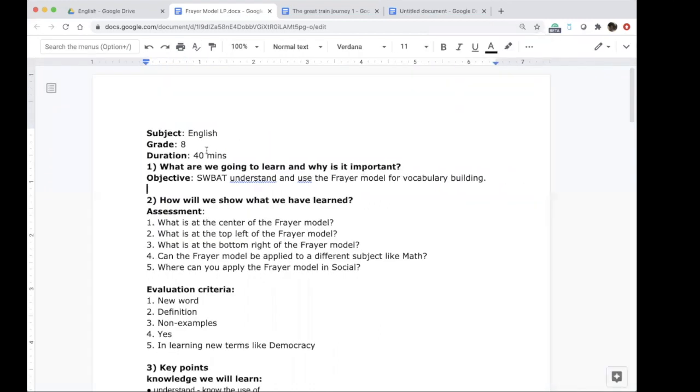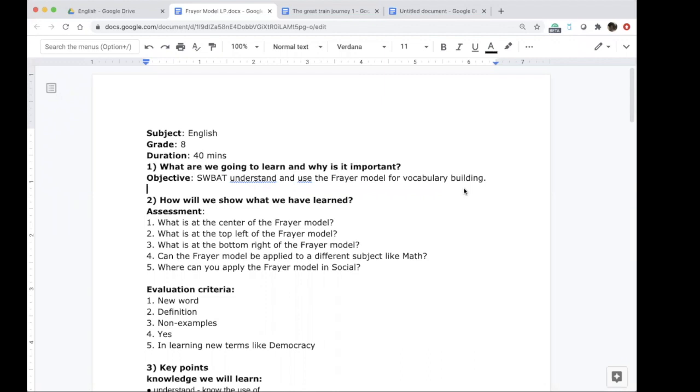Sadia? You can unmute your mic. Students will be able to understand and use the Frayer model for vocabulary building. Yes, students will be able to understand and use the Frayer's model for vocabulary building.